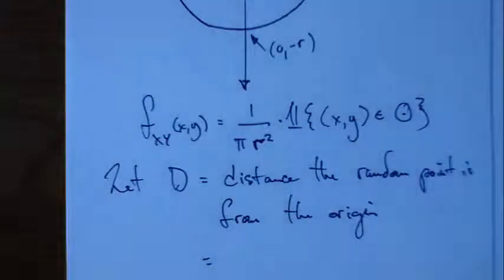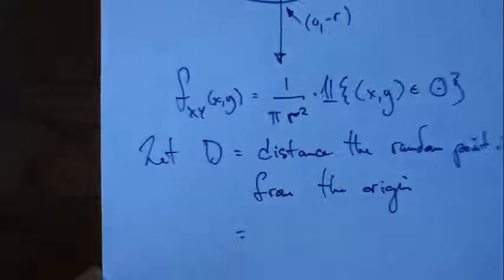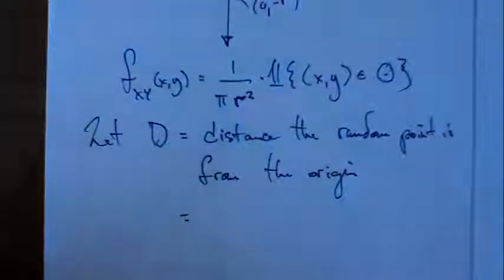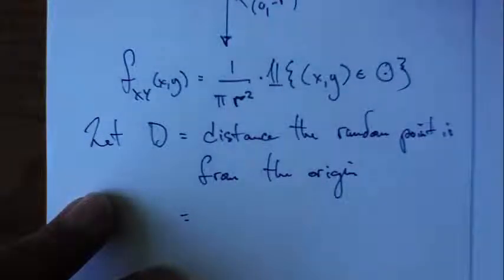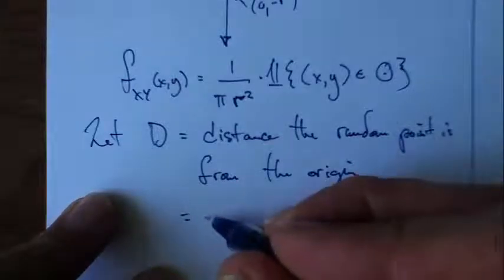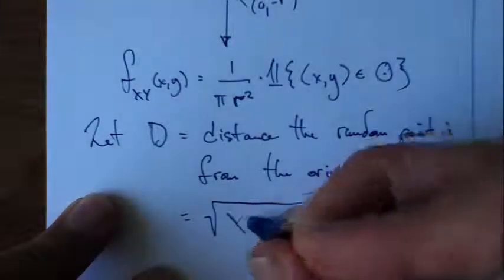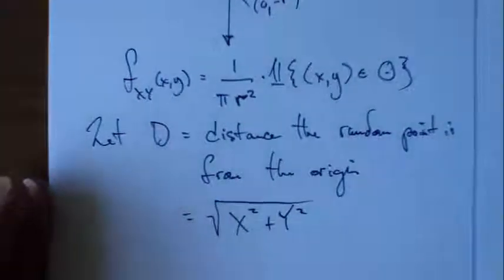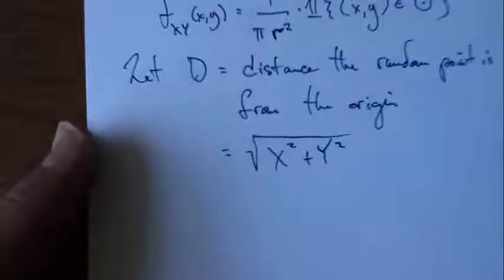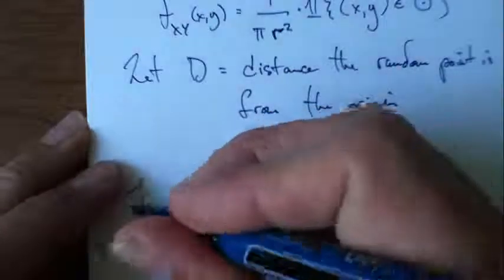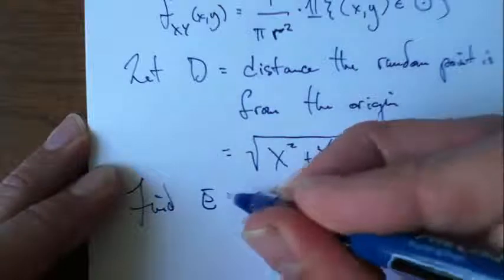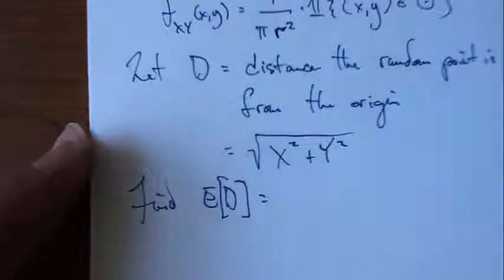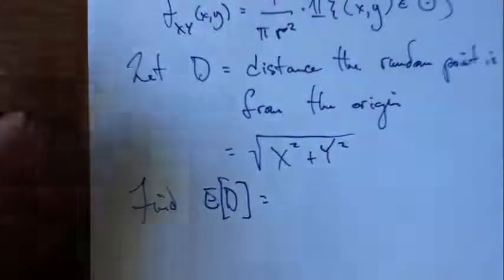Now let's define d to be the distance that the random point is from the origin. And so, how do you get that distance? Isn't it just by the Pythagorean theorem? It's going to be root x squared plus y squared, isn't it? Yeah. So maybe I want to find the expected value of d. Okay, the expected distance that this random point falls from the origin.